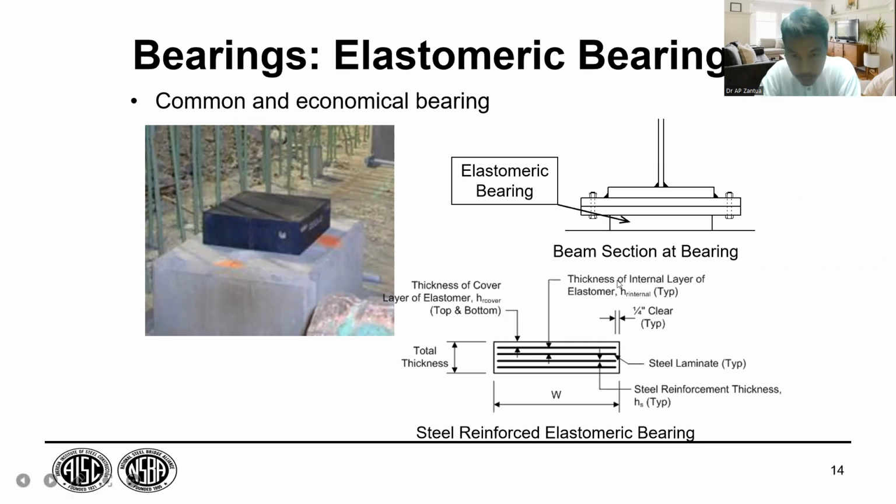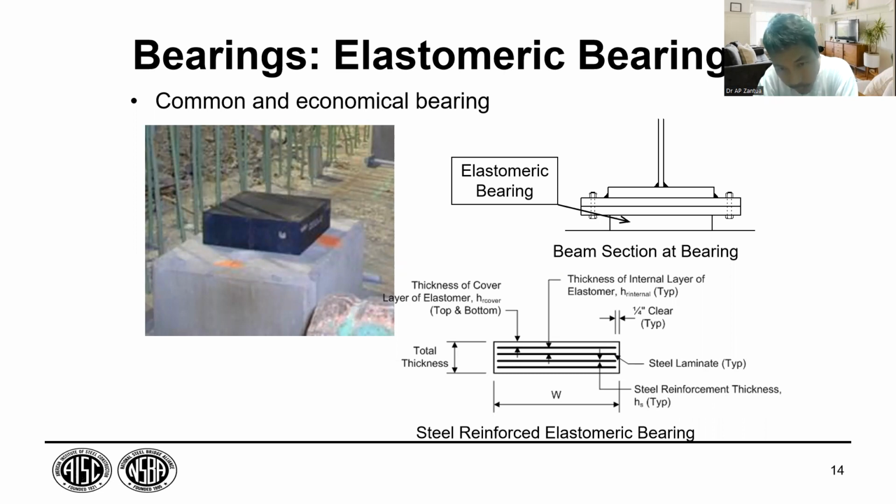Okay. So thickness of cover, layer of elastomeric. So beam section at bearing. So we have different layers here, no? With steel lamination, no? So this type of bearing, elastomeric bearing, has what? Steel lamination. So steel reinforcement.